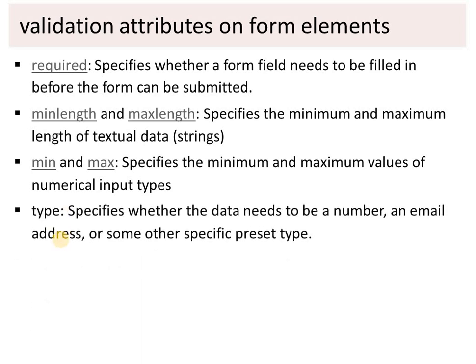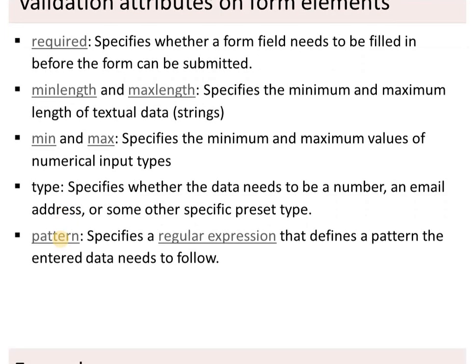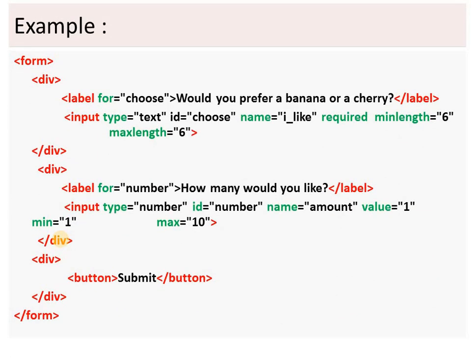After that, type, which specifies whether data needs to be a number, an email address, or something like that. Commonly used types are text, password, and number. These are the types frequently used in forms. After that, pattern, which specifies a regular expression that defines a pattern the entered data needs to follow. If your form requires this kind of specification, then you can also set a regular expression using HTML5.